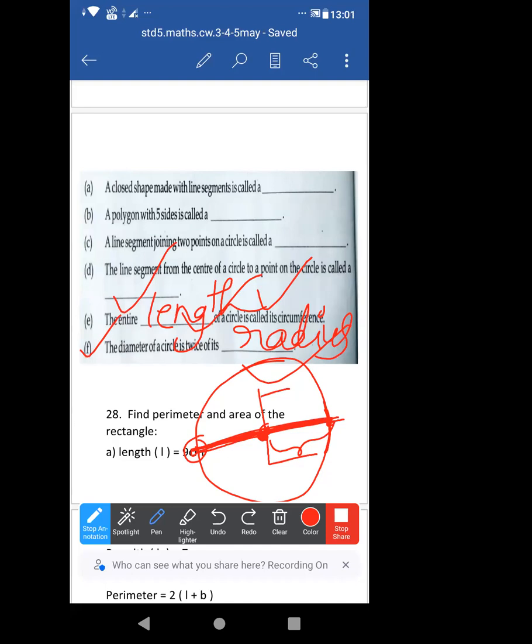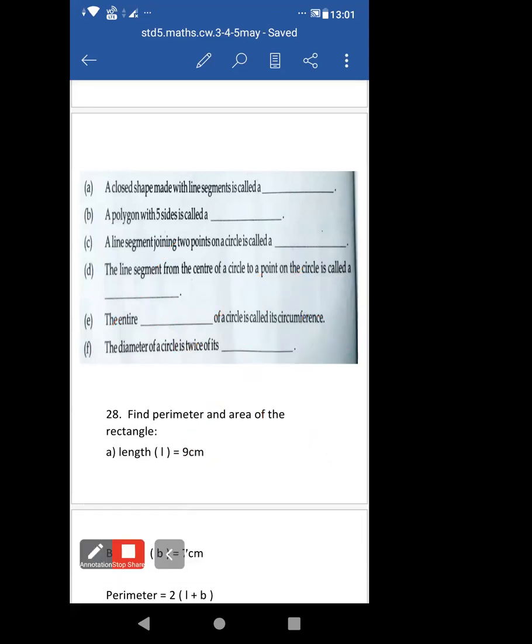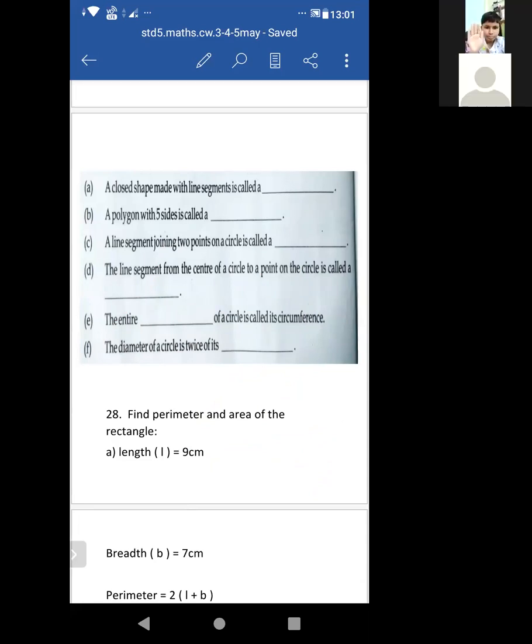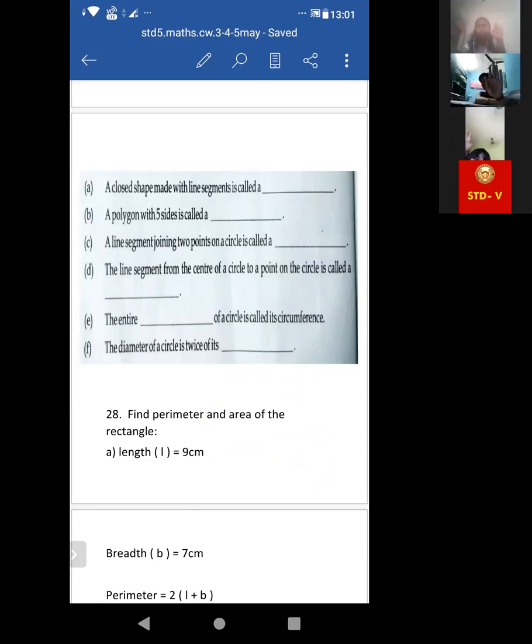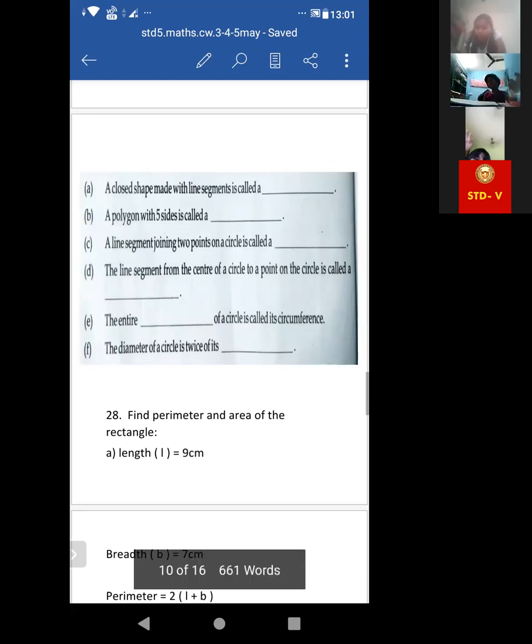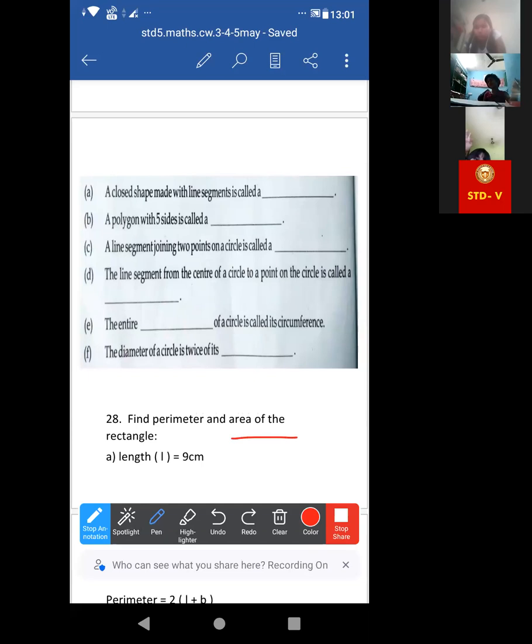Now completed. So come to 28. Before coming to 28, 29, I'll just tell you one thing. Do you know the perimeter of a rectangle or perimeter of a square? It is already done in class 4. I think you know. Then also let me explain. Suppose this is the rectangle, look. For a rectangle, this is length, and this one is breadth.